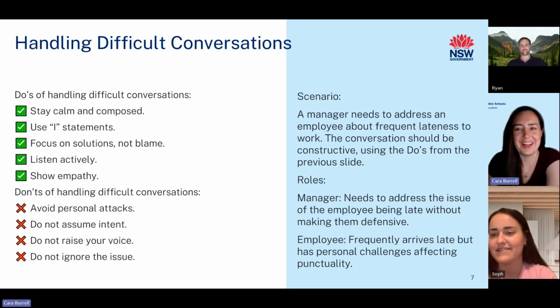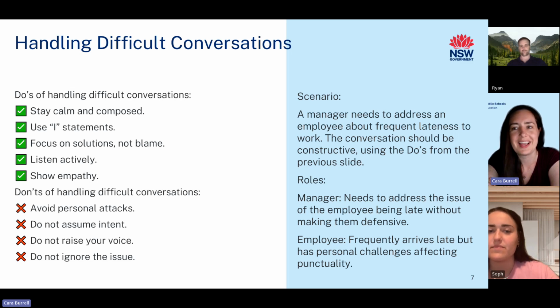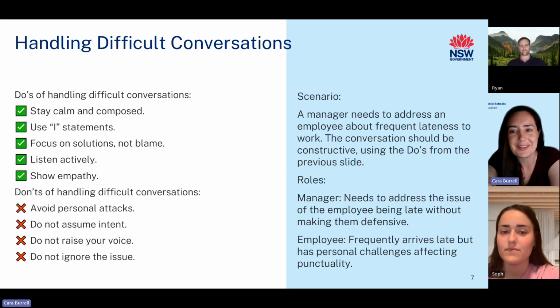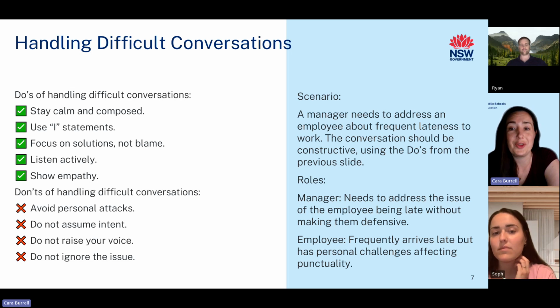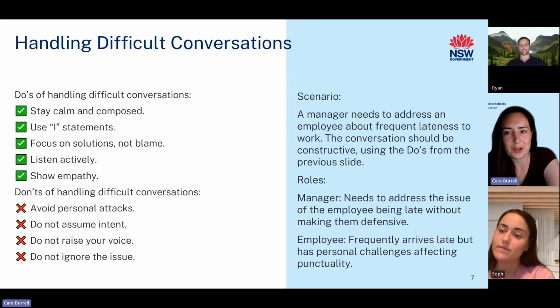Great work on the role play, guys. Ryan, I saw you maintain a professional and supportive tone, which was lovely, and that helped Sophie feel comfortable, I think, discussing her challenges. You used your active listening and problem-solving skills to reach a mutually beneficial solution, which is lovely to see. And Sophie, you responded really well as well. You acknowledged that there was an issue and you engaged really constructively in that discussion.